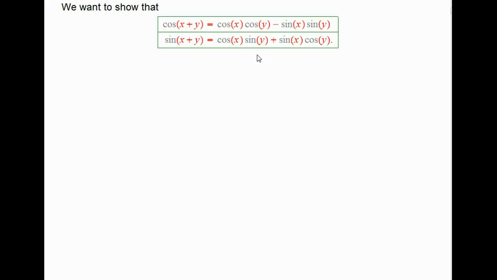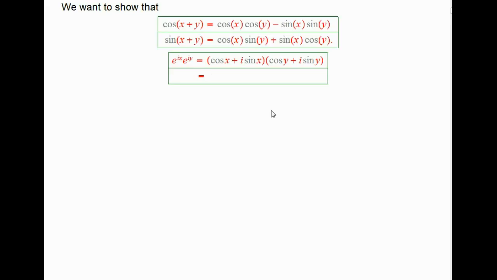Now I will show you how to use the Euler formula to derive these two trig identities. Let us start by considering the product e^(ix) times e^(iy). Now using the Euler formula, we know that this will be equal to cosine of x plus i sine of x times cosine of y plus i sine of y. Now expanding this product, we'll obtain cosine of x times cosine of y plus i cosine of x sine of y plus i sine of x cosine of y.